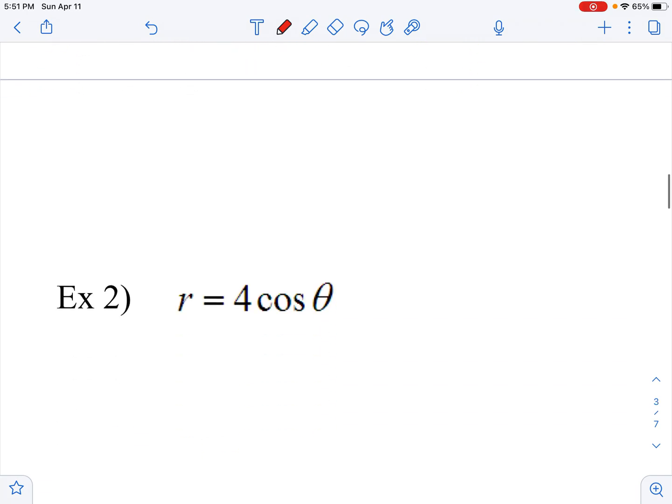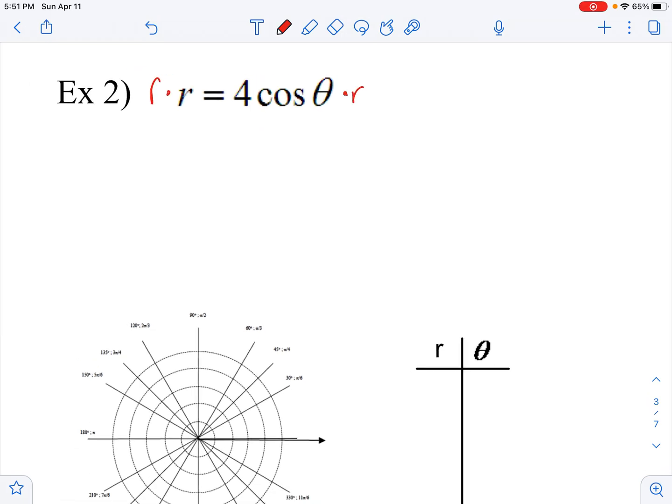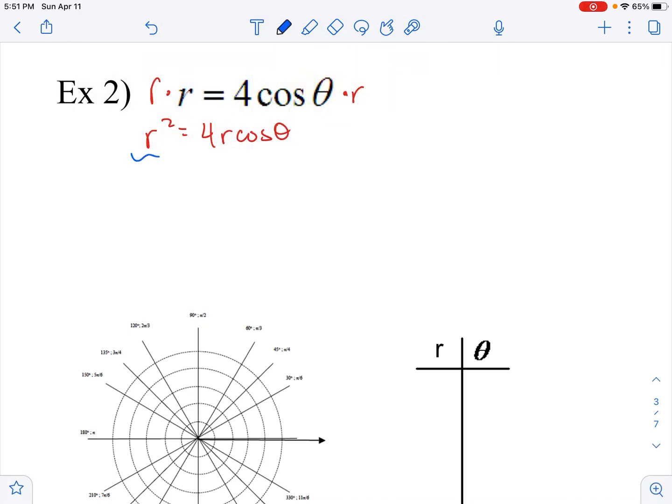All right, let's take a look at another one. We've got r equals 4 cosine theta. Again, squaring both sides really isn't going to help me because cosine squared isn't something that we can convert to an x or a y. But if I multiply both sides by r, that gives me r squared equals 4r cosine theta. Okay, that allows me to go ahead and switch it into rectangular form. r squared is x squared plus y squared. And then 4r cosine theta gives me just 4x.